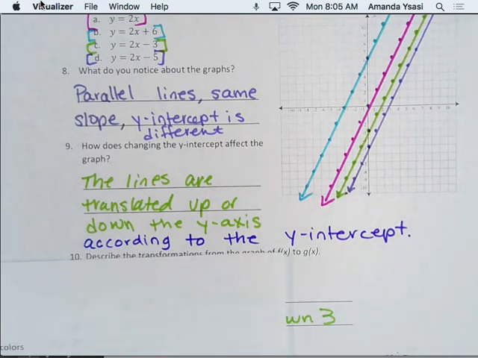So the lines are translated up or down. We'll also use the word shift. We shift it up or shift it down, shift it left, shift it right.